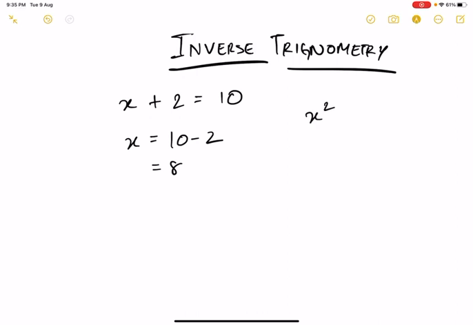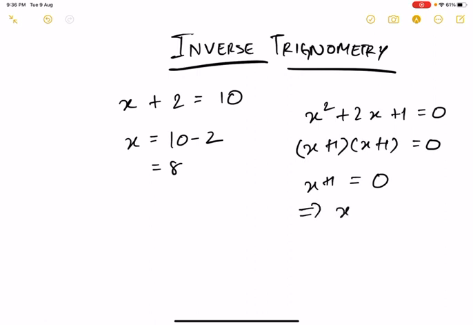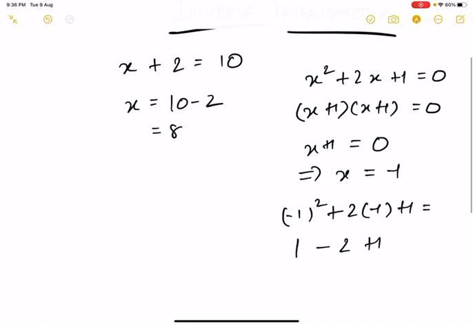Like let's say we have x square plus 2x plus 1 is equals to 0. How to solve for x? We can use factorization. We can say this is x plus 1 multiplied with x plus 1 is equals to 0, right? And then we can say that x plus 1 should be equal to 0. That means x should be equal to negative 1. And negative 1 is indeed a solution. You can see that negative 1 squared plus 2 times negative 1 plus 1. What is this? This is equal to 1 minus 2 plus 1, which is 0.